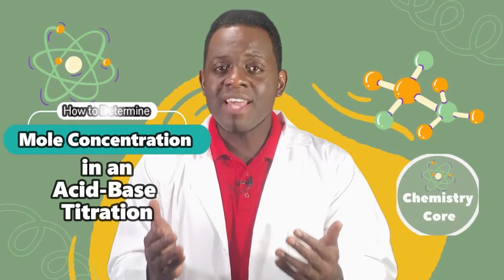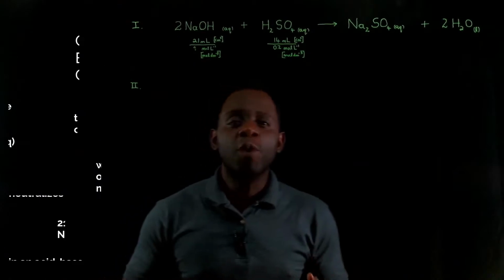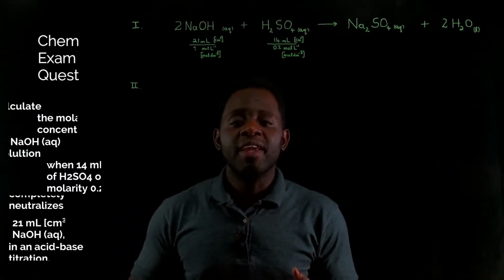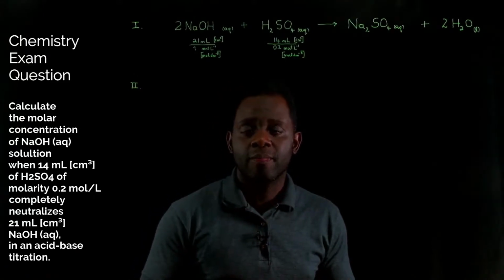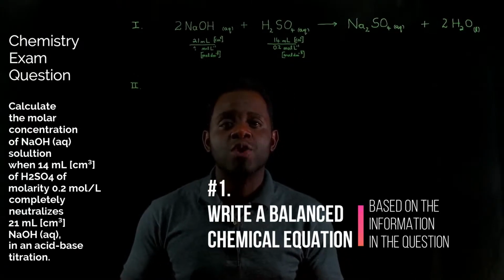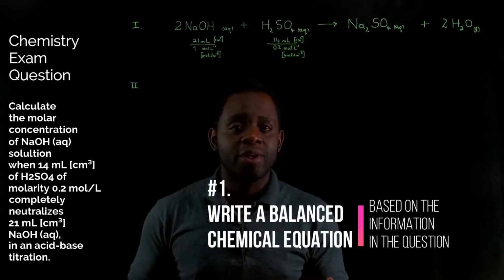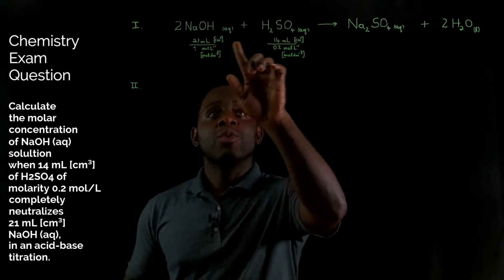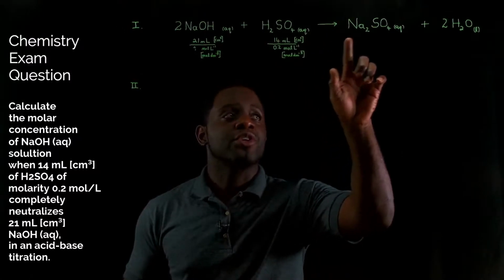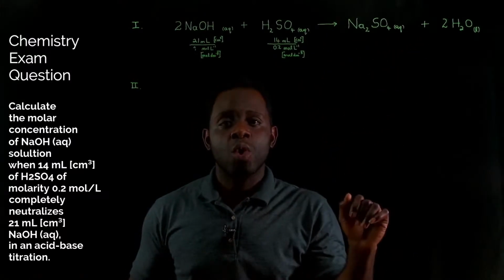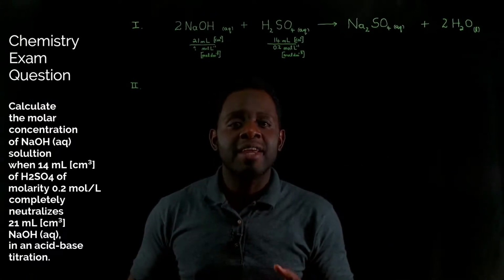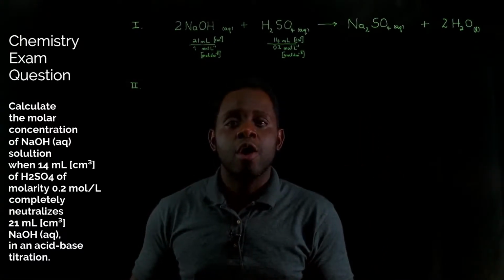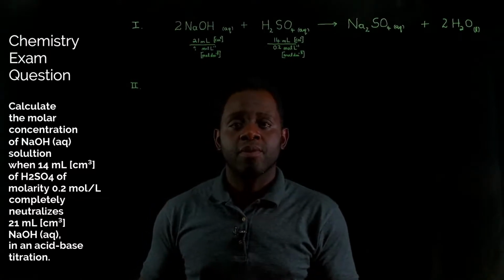Let's solve this chemistry exam style question together. Let's use 4 steps to set out the calculations to solve our acid-base titration question. The first step involves writing a balanced chemical equation. The balanced chemical equation for the neutralization reaction occurring has already been written. Watch this video for a demonstration on how to write a balanced chemical equation from a word equation.